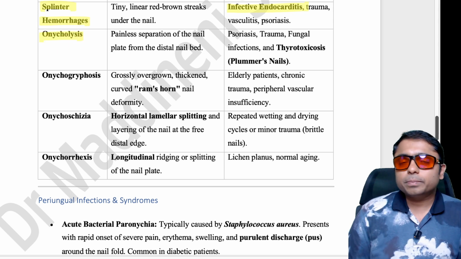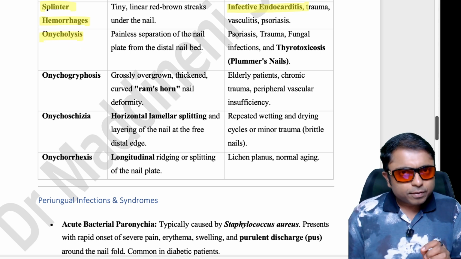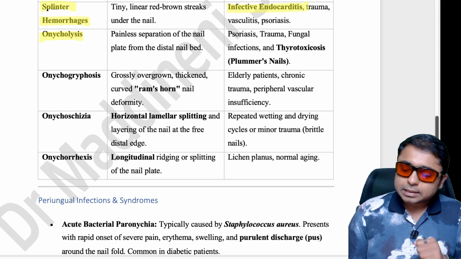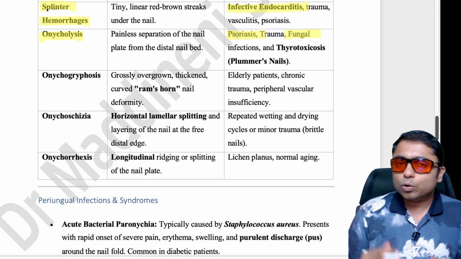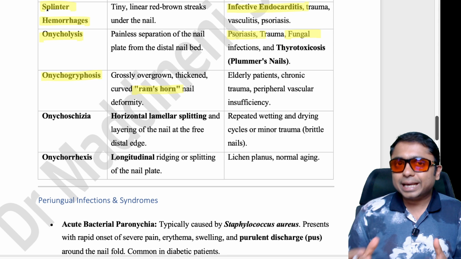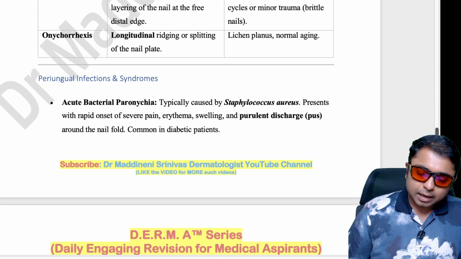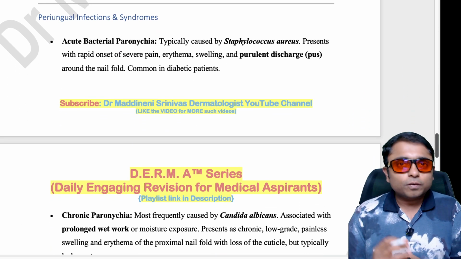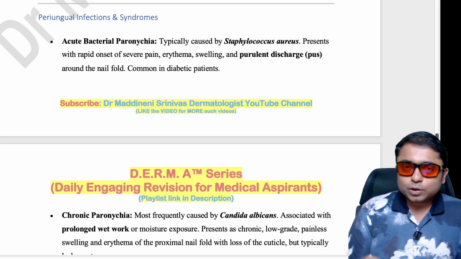Onycholysis, I hope you remember, is separation of the nail plate from the nail bed. This can be seen in psoriasis, and also it can be a feature of onychomycosis, right? Onychogryphosis, ram's horn nail deformity, right? And coming to infection of the nail folds, what is it called? Paronychia.